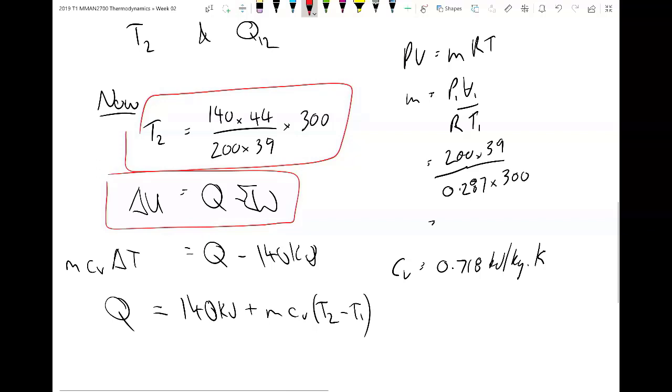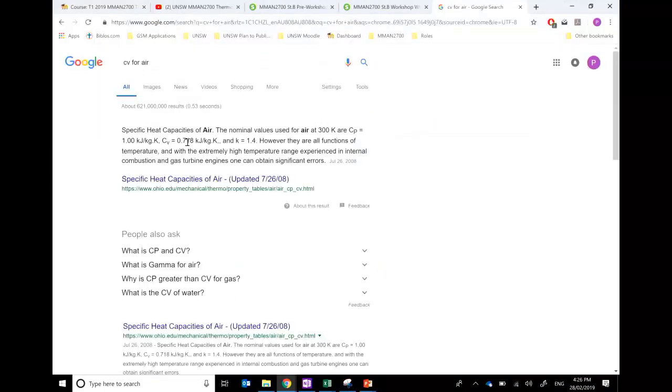Yes, no worries. So CV and R, where do they come from and can they be provided? Yes, so for air, those values would be the values that will come up if you just say CV for air. But in this week's reading, I'll put out the complete Cengel and Boles tables. So the SI tables from the back of this book are being made available this week as part of your readings, and that has air properties.